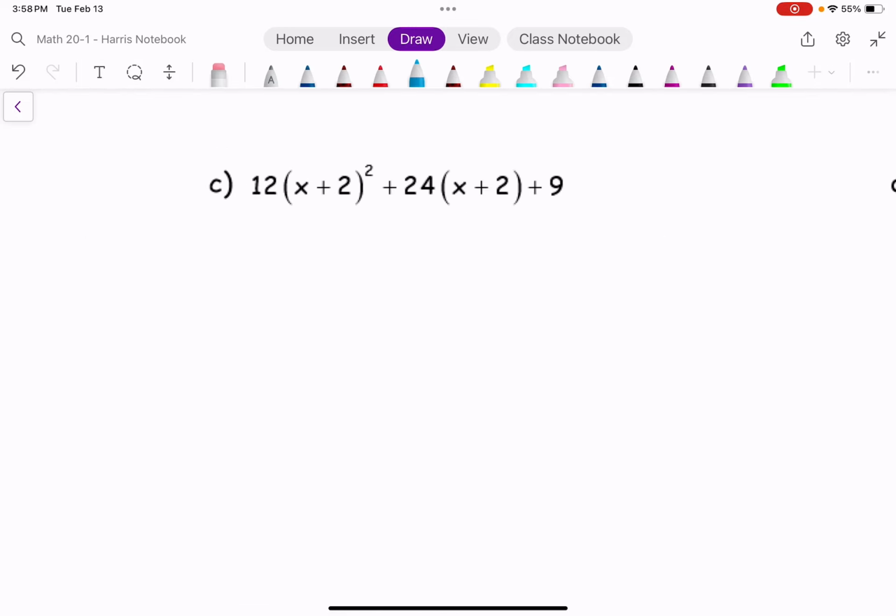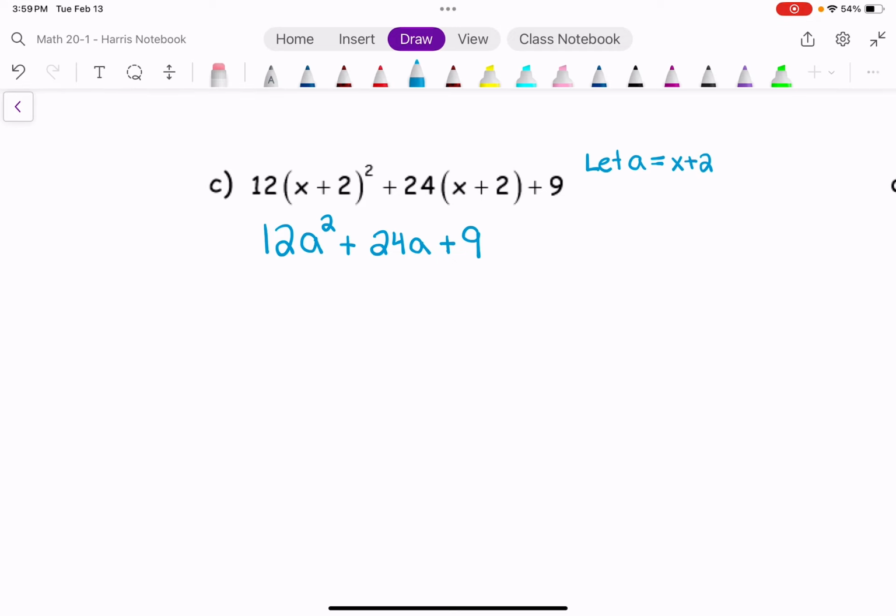So let's look here. I see 2 terms, 1 squared is 1, and the brackets are the same. So I'm going to let my a equal x plus 2. I'm going to rewrite the term. Everywhere I see an x plus 2 in brackets, I'm going to replace it with an a. So here I get 12a squared plus 24a, so that's an a, and then plus 9.